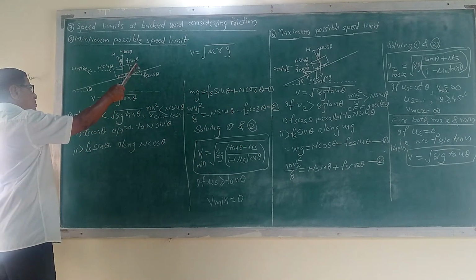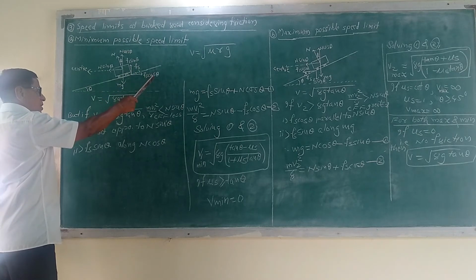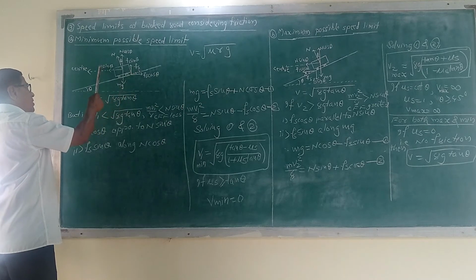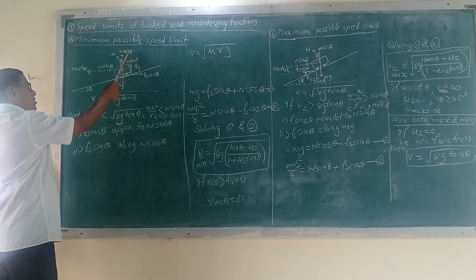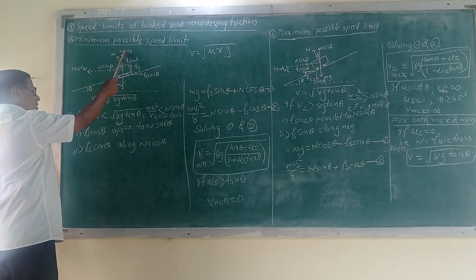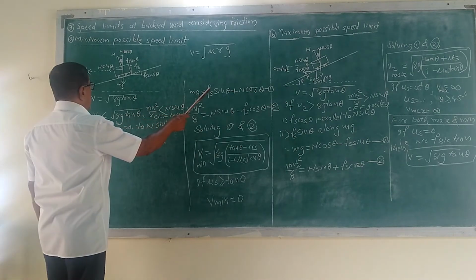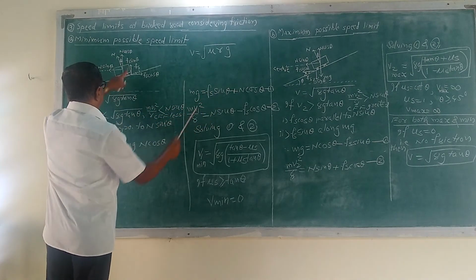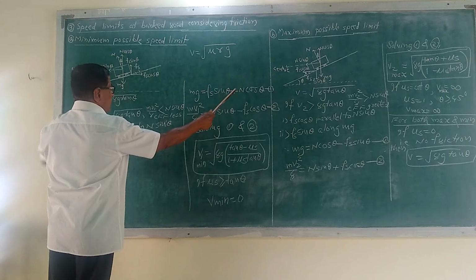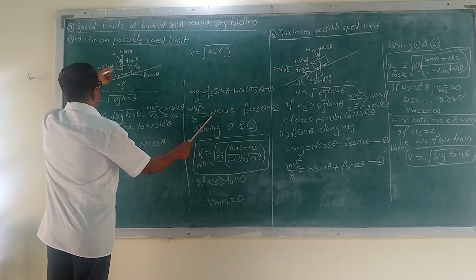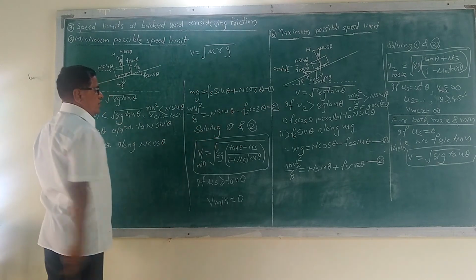This force of friction has two components. This is fs cos theta, which is opposite to the N sin theta. This is fs sin theta, which is along the N cos theta. Therefore, we can write the equation: mg is equal to fs sin theta plus N cos theta. And m v1 square upon r is equal to N sin theta minus fs cos theta.